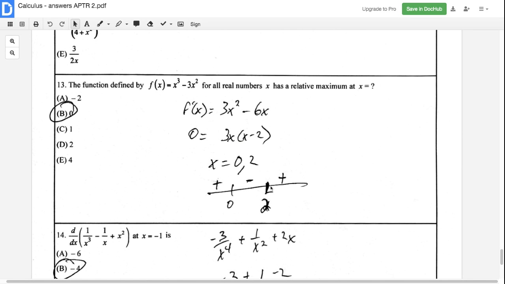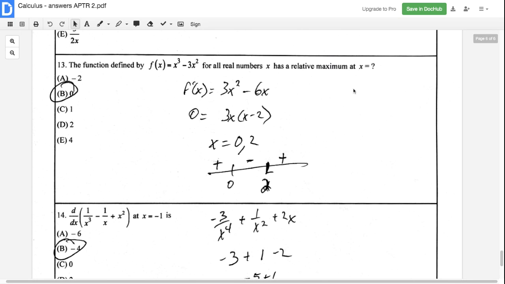Put that on the sign line, plug in each section. We see that it's positive, negative, positive. Remember, when you're plugging in for a sign line, you always plug into the derivative. You don't use the original. Remember, the only time you use the original is when you need something you don't have. All right, we want a relative maximum, so that means we need to change from positive to negative, so that means our relative maximum occurs at 0.